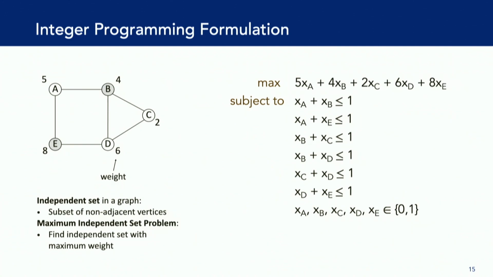And then we cannot have, for every edge, that both endpoints are included, because an independent set must have either one or none of the endpoints of every edge. So I have for every edge a constraint saying that not more than one of the endpoints can be taken. So XA plus XB is at most 1, and so forth. And of course it has to be binary, so I have the binary constraints at the bottom.